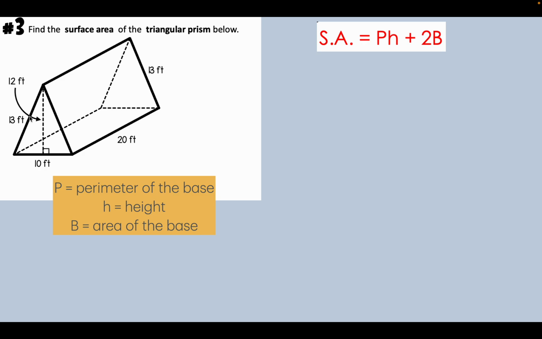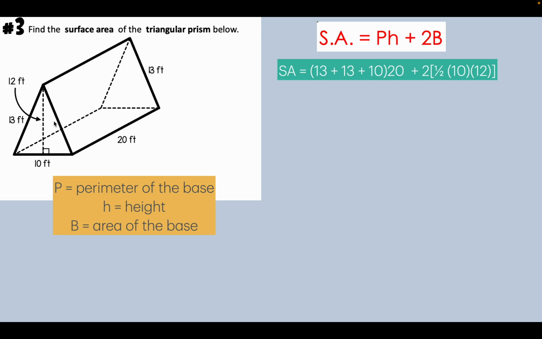You find the perimeter of anything by adding. So you're going to take 13 plus 13 plus 10. That would be your perimeter. Height means the height of the shape from one base to the next base. How tall is this triangular prism? It is 20, so we plug that in. And then area of the base. Remember, we used the formula for the area of a triangle, 1/2 base times height. We plug all of this into the formula to be able to solve it.